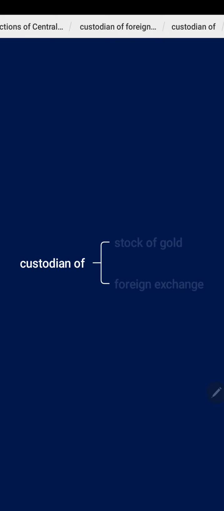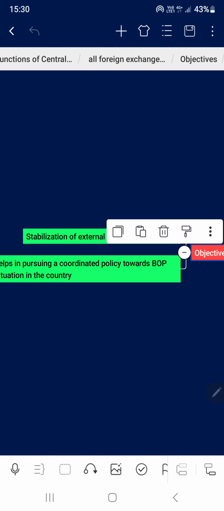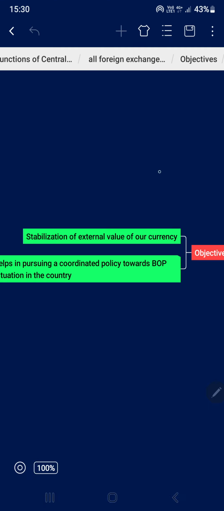The objective of centralizing all the foreign exchange transactions has a number of benefits. The first objective is that it will stabilize the external value of the currency, and the second objective is that it will help in pursuing a coordinated policy towards the balance of payment situation in the country. So this is the last function of the RBI, that is custodian of foreign exchange reserves.